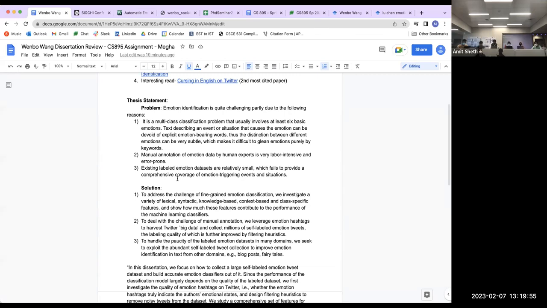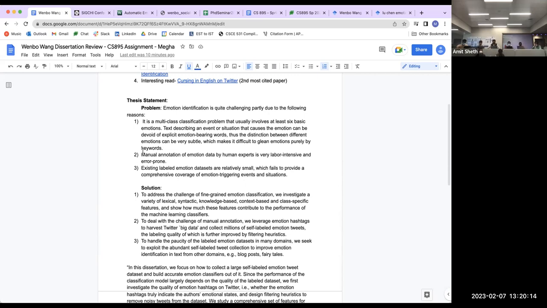Absolutely. The key solution to his problem was using the self-labeled Twitter data that is widely available over social media, because they were able to extract 2.5 million tweets which were self-labeled with hashtags, right?